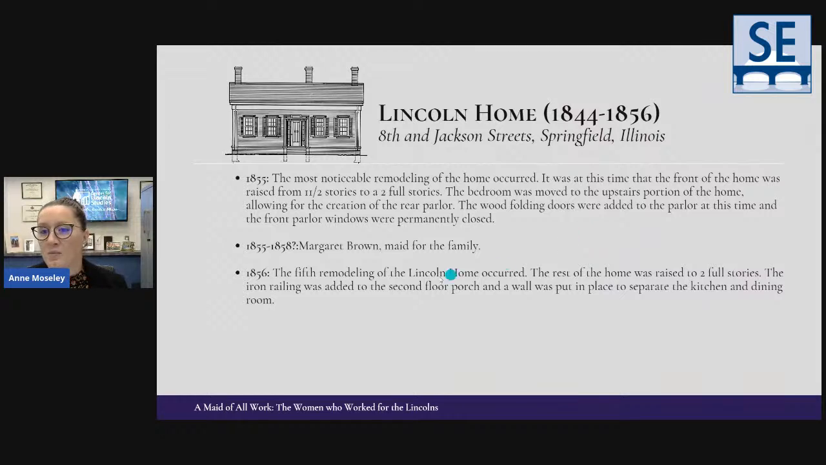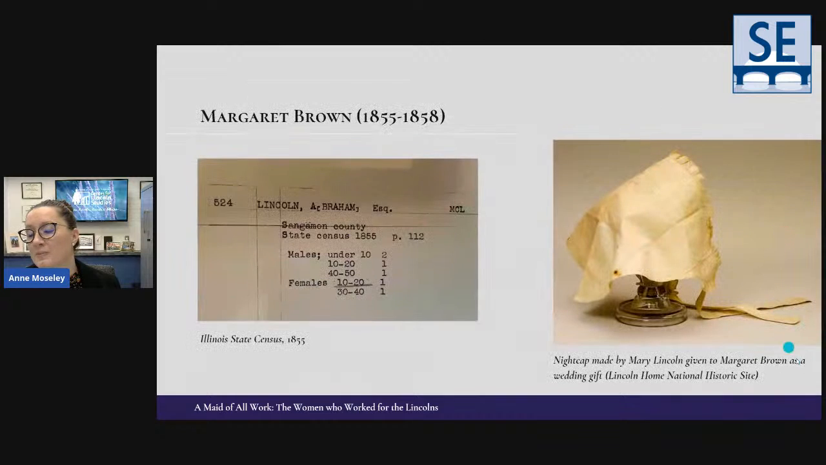Now, Margaret Brown eventually became a maid for the Lincolns, and she was able to be there during a great change within the Lincoln home, and that is when another story was added. So the first floor home grows, and you start to see a porch, you see a second floor, and Margaret Brown would have recognized this change.